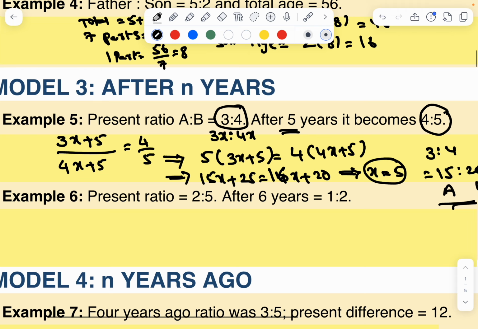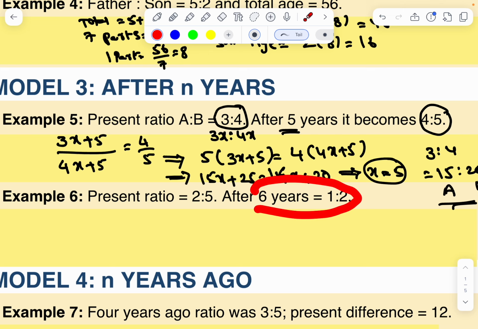Next, sum number 6. Present ratio is 2:5. After 6 years, it is 1:2. What is the present age of A and B? Therefore, take 2x and 5x.